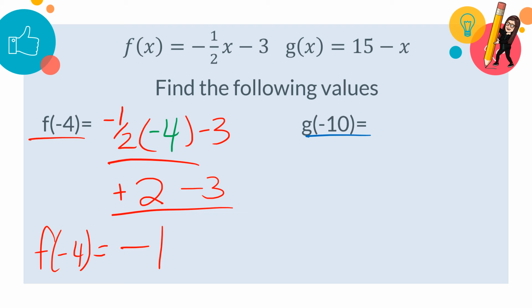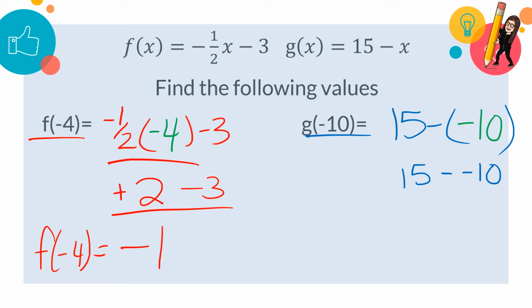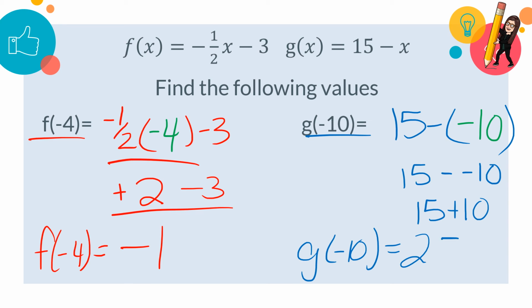G of negative 10. Let's write out the G function, the G rule, but instead of x, this time I'm plugging in a negative 10. Look what happens here. I've got 15 subtract negative 10. What's a double negative? The same as addition. So G of negative 10 is 25.